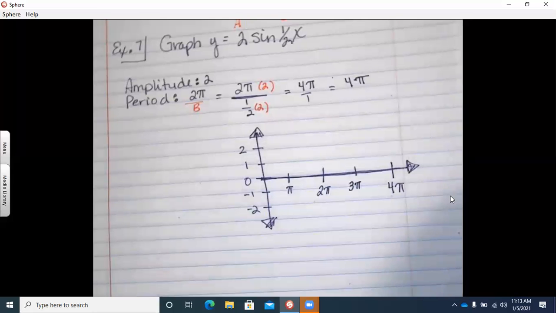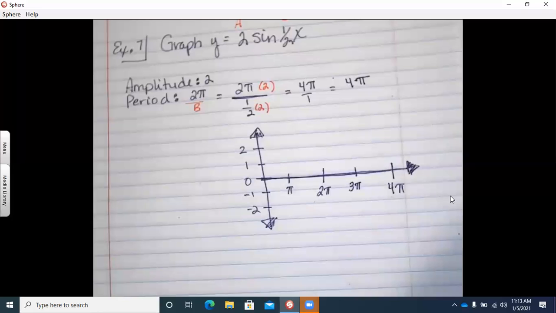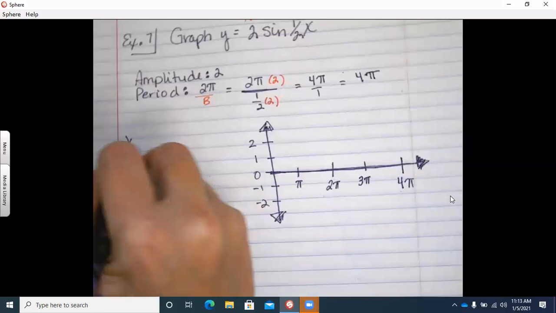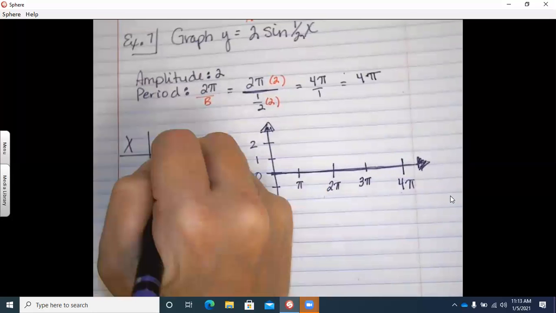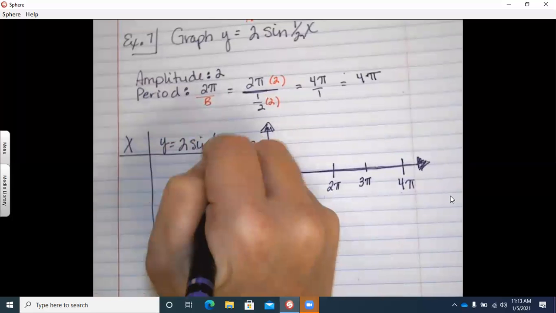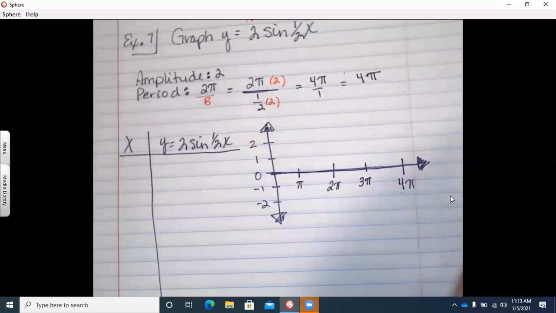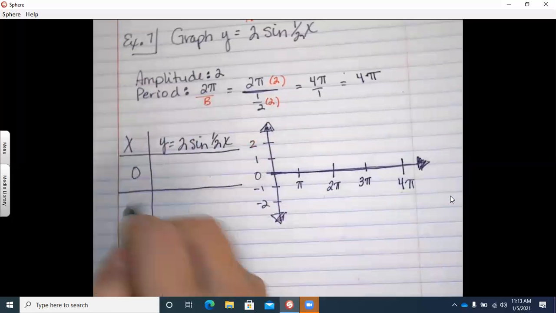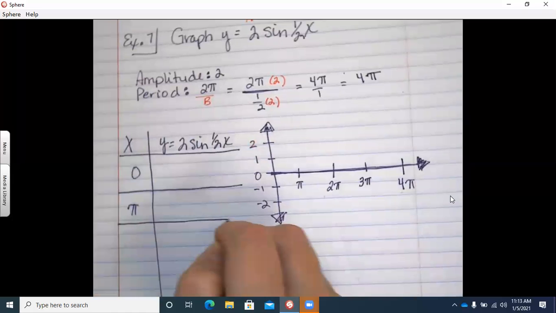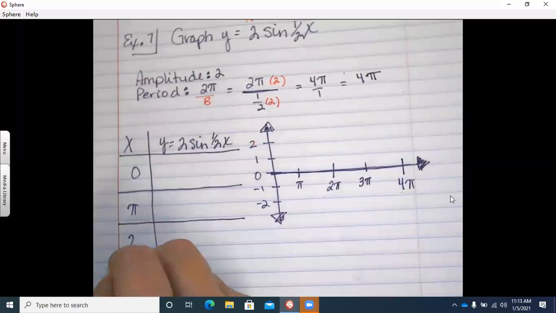Y'all cool with that? Could you graph it right now without even doing the math? Of course you could, but that's not how we roll. We do the math. So I'm going to make my little table of values. I'm going to start at 0, and then pi, 2 pi, 4 pi.